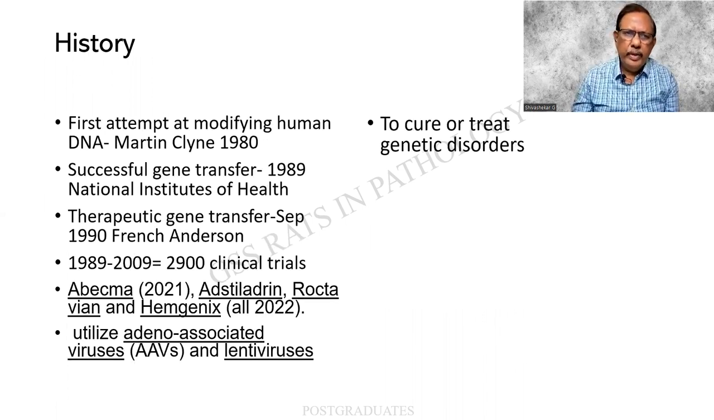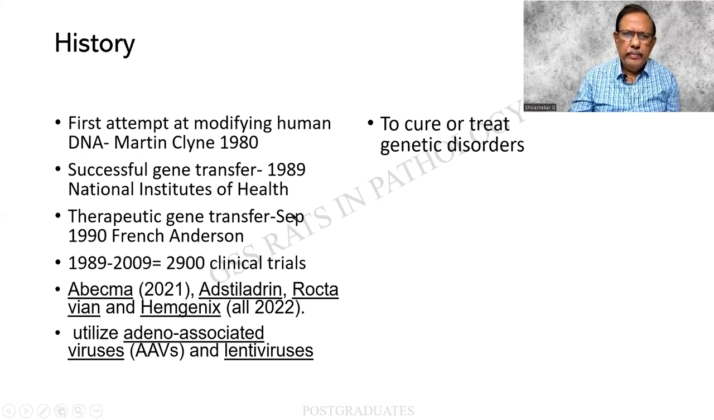The history. Something splendid that people have been doing. Martin Cline, 1890, was the person to first attempt the modification of the human DNA. Successful DNA transfer was then brought about by the National Institutes of Health. Though this person attempted first, he was not very successful, at least that is what literature says. That is why you should record your findings and publish your research.